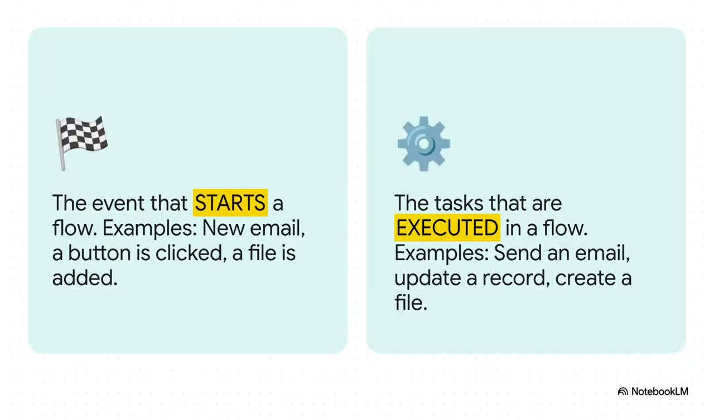Every single cloud flow really boils down to just two fundamental parts: a trigger and then at least one action. The trigger is the starting pistol, right? It's that one specific event that kicks the whole thing off. A new file gets added, someone clicks a button, you name it. The actions are everything that happens after that trigger fires. Sending an email, creating a file, updating a database record, those are your actions. Simple, right? One trigger, and then as many actions as you need.